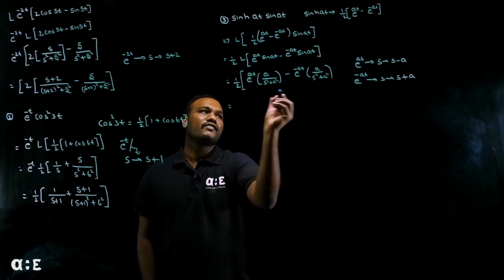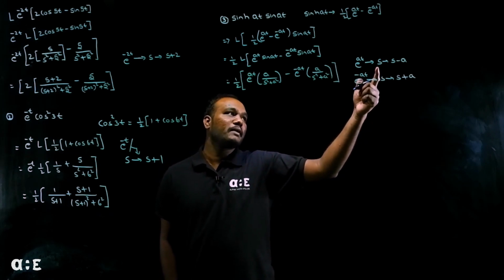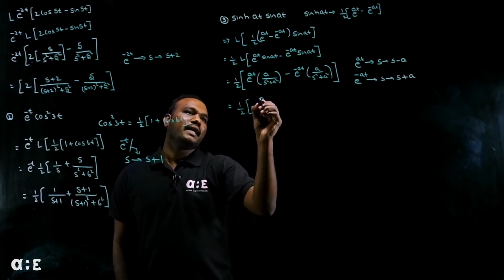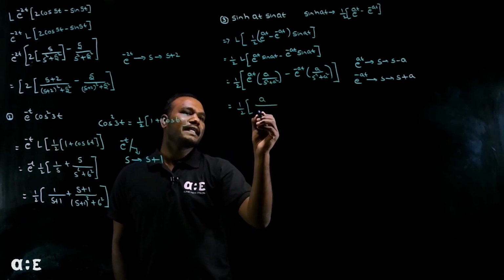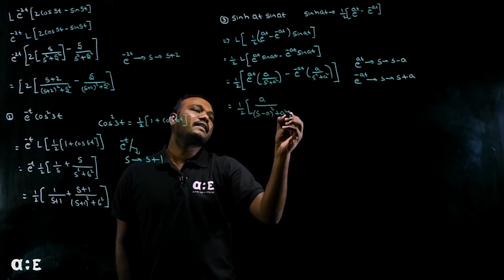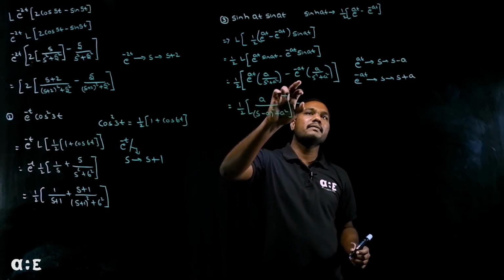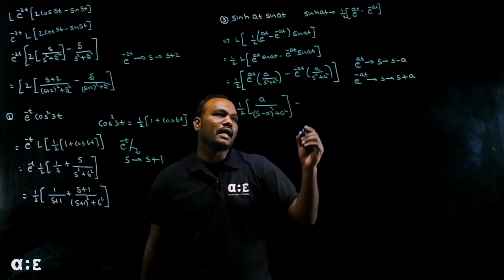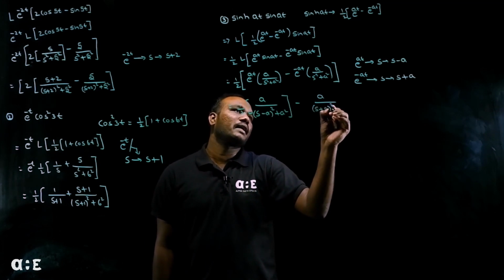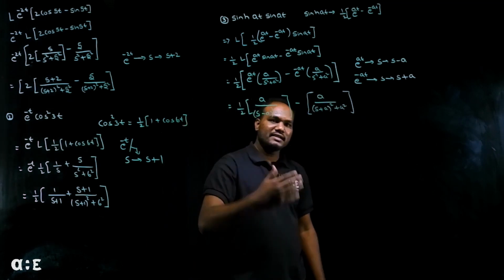So we have half for everything, right? So e power at we can eliminate by substituting in place of s, s minus a. Let's do that. So half times, let's substitute s minus a. So s minus a whole square plus a square, right? Minus, again e power minus at we can eliminate by substituting in place of s, s plus a. Let's do that. So a upon s plus a whole square plus a square, right? So we are left with this answer.